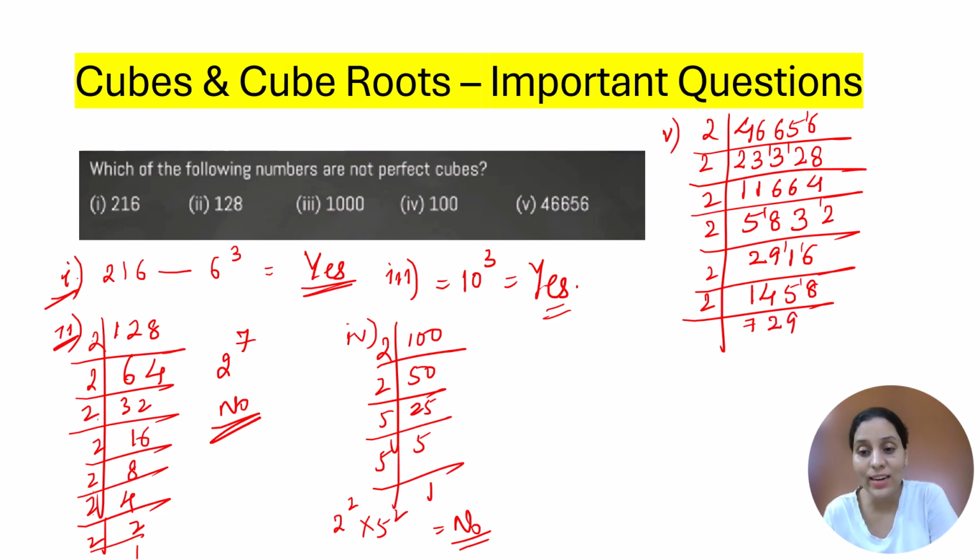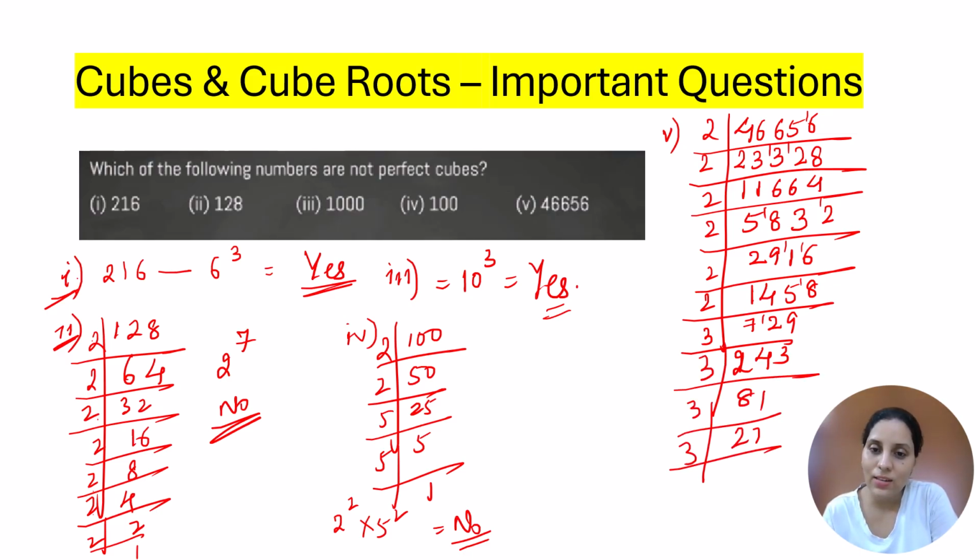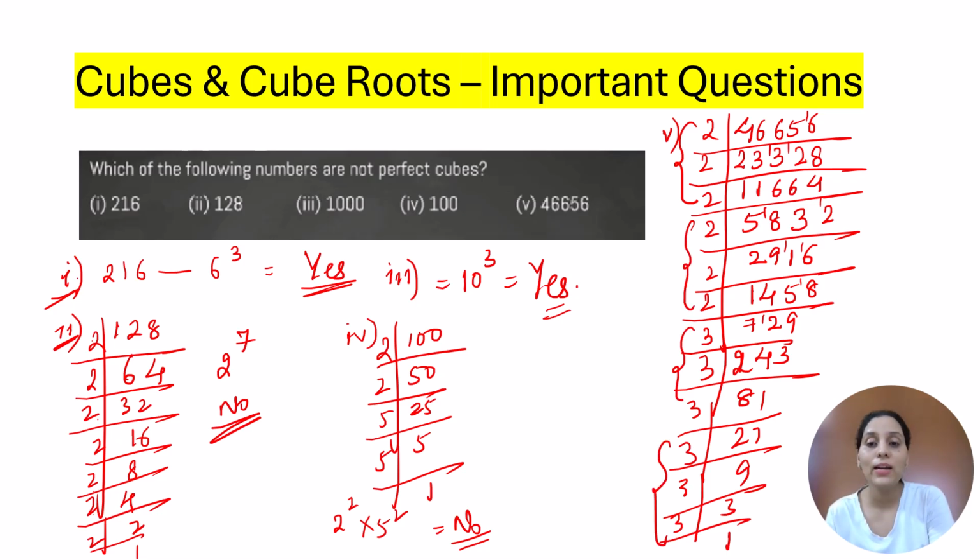Now 729 doesn't come in the 2 table, it comes in the 3 table. 3 2s are 6, 3 4s are 12, 3 3s are 9. Again 3 81s are 243, 3 27s are 81, 3 9s are 27, 3 3s are 9, 3 1s are 3. So let us see. This has its triplet, this has its triplet, this has its triplet and this has its triplet. Every number has its triplet. So yes, it's a perfect cube.